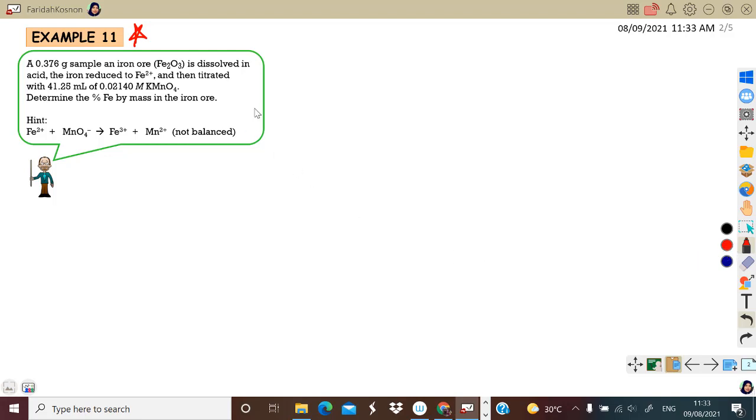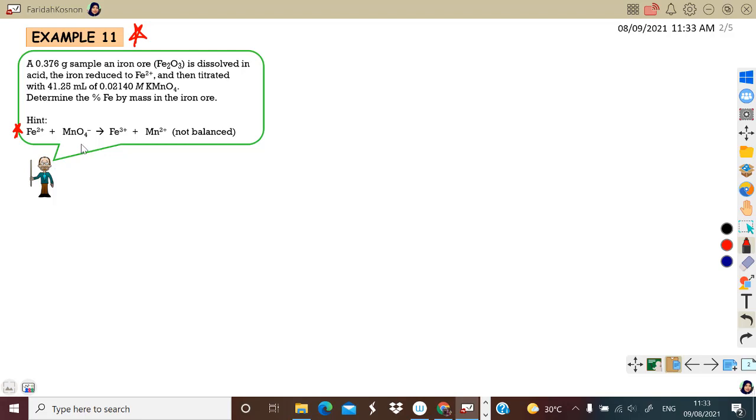Alright class, so this is the question. A 0.376 gram sample of iron ore is dissolved in acid. The iron is reduced to iron 2 plus ion and then titrated with 41.25 milliliter of 0.0214 molar potassium permanganate. Determine the percentage by mass of iron in the iron ore. And given to you a hint here, the unbalanced redox equation.